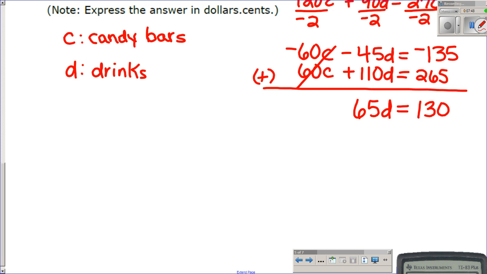We're going to continue solving for d. So to undo this multiplying, we're going to divide both sides by 65. Cancel that out. So d equals, well, 65 goes into 130. Let's think through this. 60 plus 60 is 120, and 5 plus 5 is 10, and 120 plus 10 is 130, so 65 goes into 130 2 times. So the cost of a drink is $2.